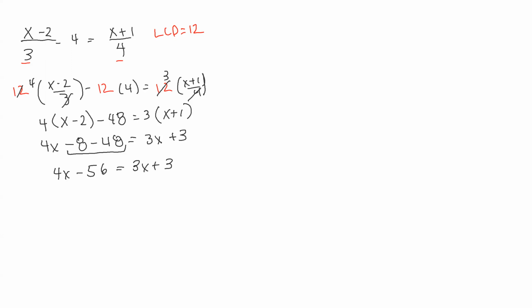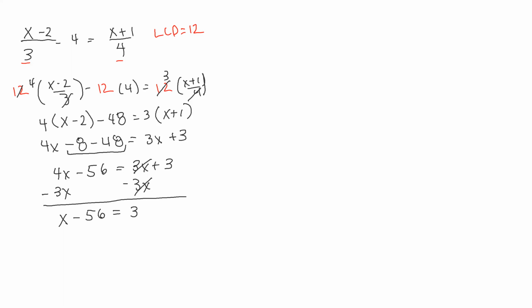Next, I want to get all of my variables on one side of the equation. So I like to move them to the left. So I'm going to subtract 3x from both sides. On the left, 4x minus 3x is 1x. Drop down your minus 56 equals. And then on the right, 3x minus 3x is 0. And then 0 plus 3 is 3.